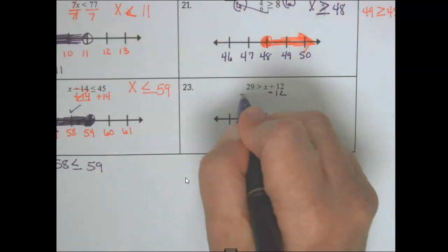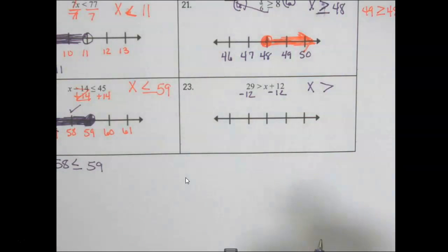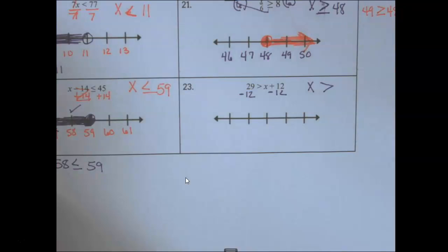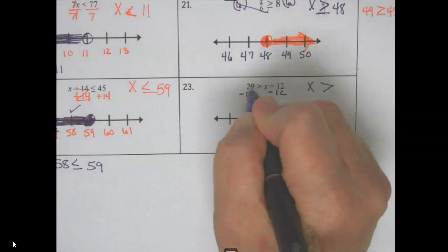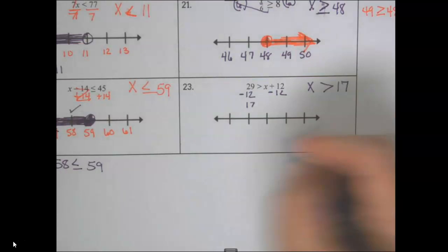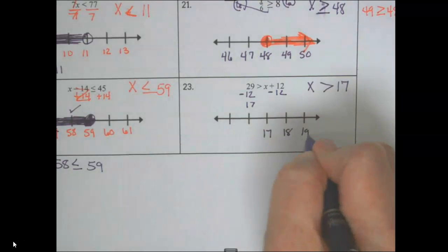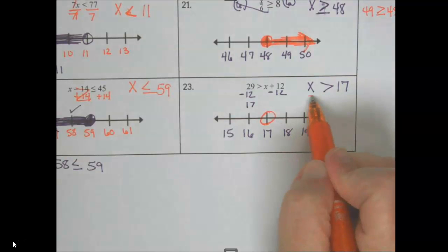Subtract 12 and subtract 12 to solve this. 29 minus 12. 9 minus 2 is 7. 2 minus 1 is 1. So I get 17. Open circle on 17. And I need numbers bigger than 17.